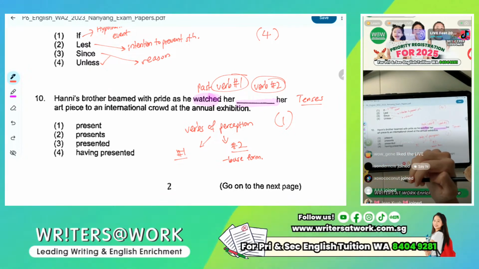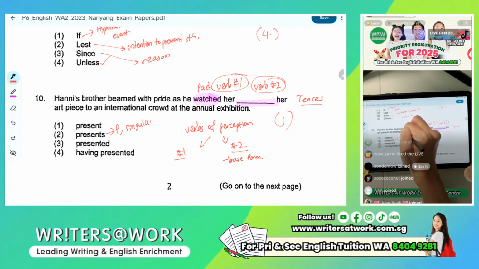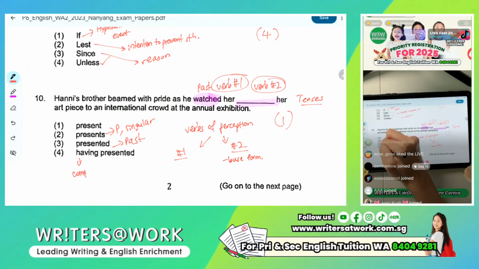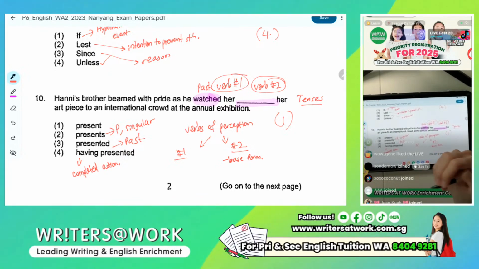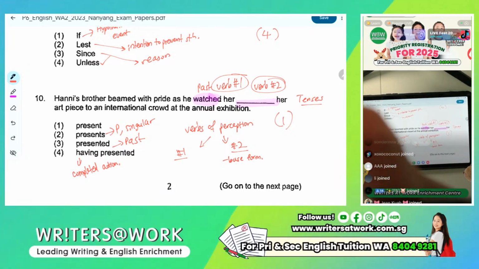Now let's take a look at the other options. Presents is present tense, but for singular subjects. Then we have presented, which is in past tense. And having presented here, it shows a completed action. For example, having presented to the teachers, I know that they are very lenient. So I'm trying to emphasize the fact that I've completed this action and I have more knowledge and experience about something. All right?